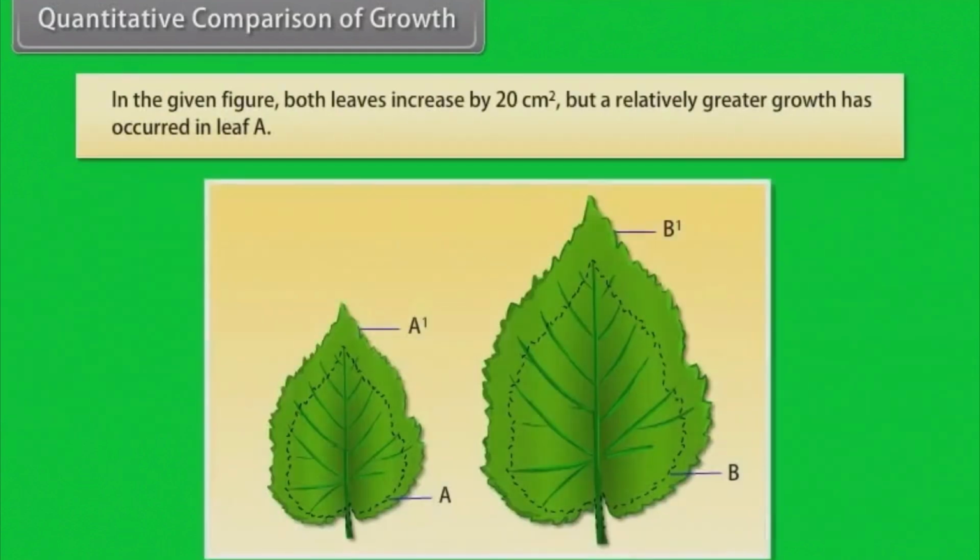In the given figure, both leaves increase by 20 centimeters square, but a relatively greater growth has occurred in leaf A.